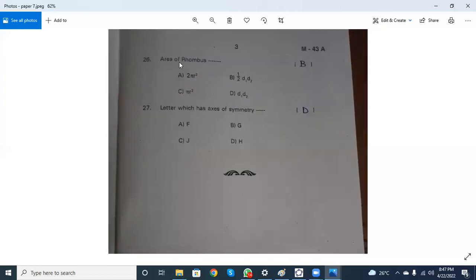Next, area of a rhombus formula. They just asked for the formula. So when diagonals are given, it is half into d1 into d2. This is the formula for the area of a rhombus.